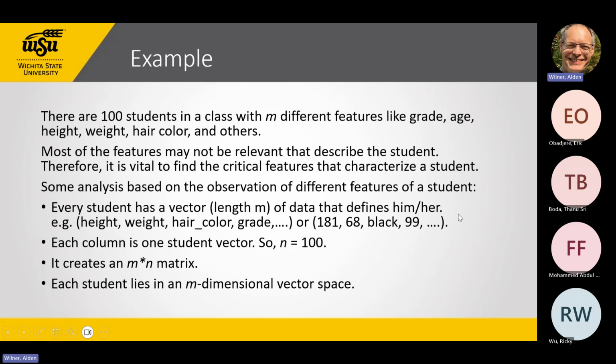Every student has a vector of data that defines him or her. So again, I have a specific height, I have a weight, I have a hair color, which is a lot grayer than it used to be. I have a particular grade that I achieved in school, right? And so we can list this as 181, 68, black, 99, so on and so forth, right? So each column then in our data is one student. So we have 100 columns because we've got 100 students, right? We have an m by n matrix. Each student lies in an m-dimensional vector space.